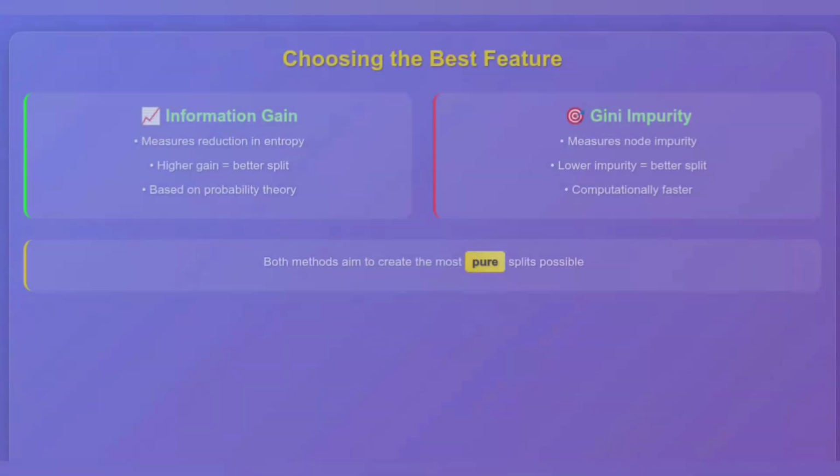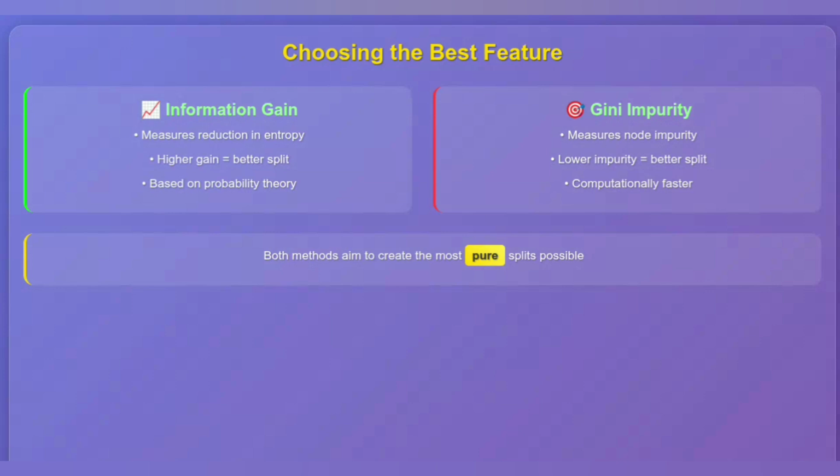But how do we choose the best feature to split on? This is where mathematical concepts like information gain and Gini impurity come into play. The algorithm tries different features and chooses the one that best separates our data into distinct groups. Essentially, the one that reduces uncertainty most.